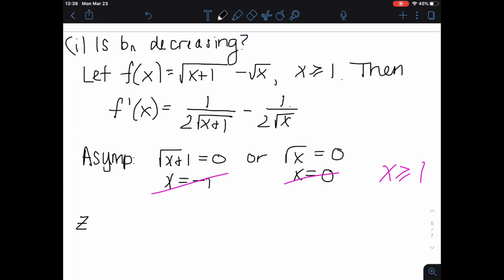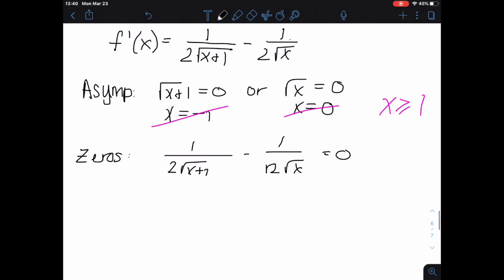Second thing we need to find are the zeros of this. So in that case, 1 over 2 root x plus 1 minus 1 over 2 root x needs to equal 0. So that would just mean 1 over 2 root x plus 1 needs to equal 1 over 2 root x. So we want to solve this equation. We might get some extraneous solutions. That's fine. But we go ahead and cross multiply. The 2's also cancel out.